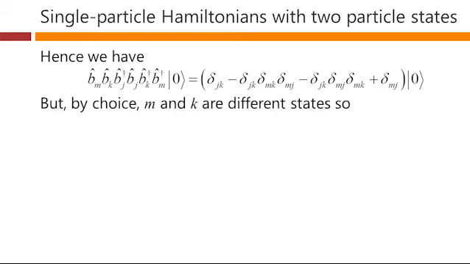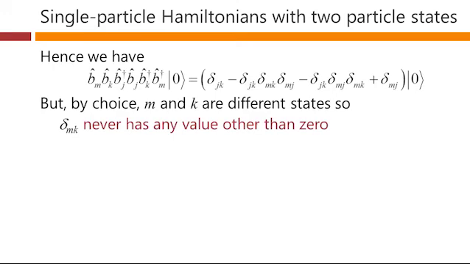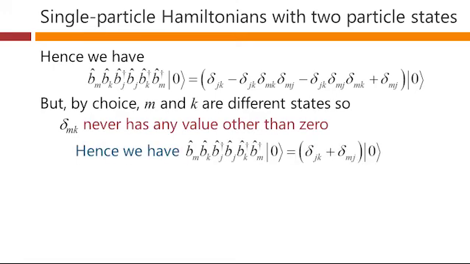but by choice at the very start of this we said we were trying to evaluate the energy for one particle in state M and one particle in state K, and of course since these were fermions, these have to be different states. So M and K are different, so all of these Kronecker deltas with M and K in it disappear. Delta MK never has any value other than 0, hence this entire expression simplifies down to this one here.